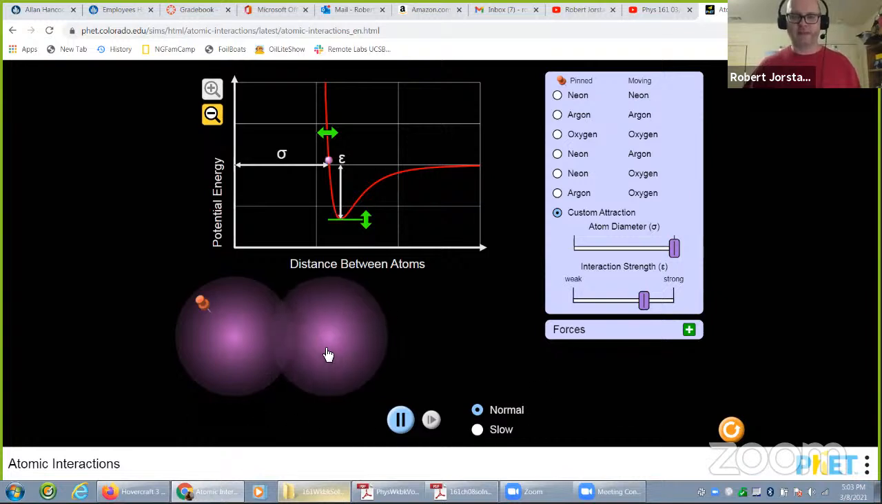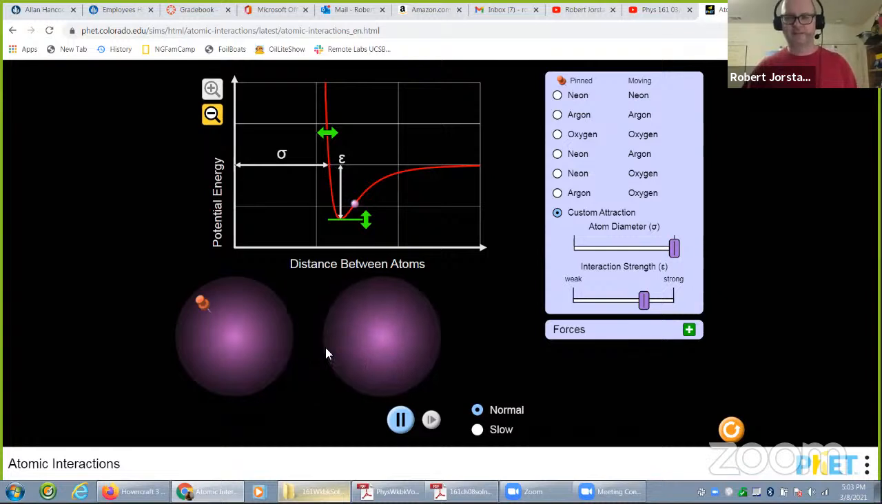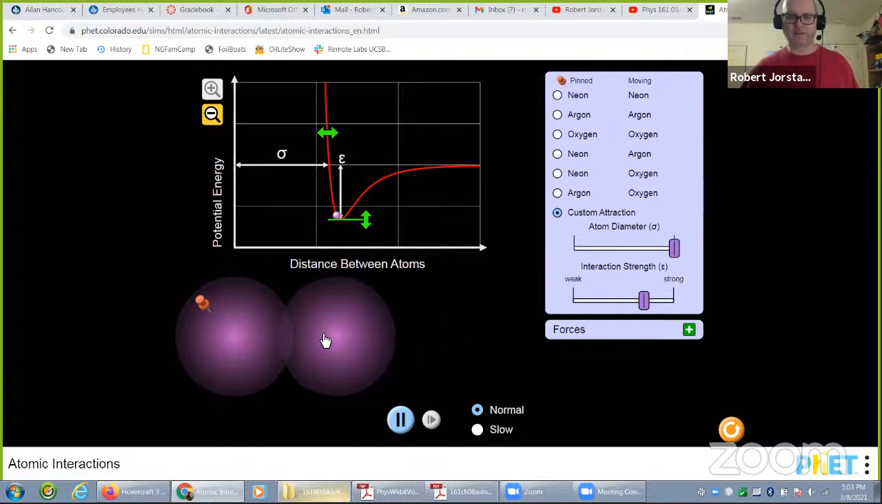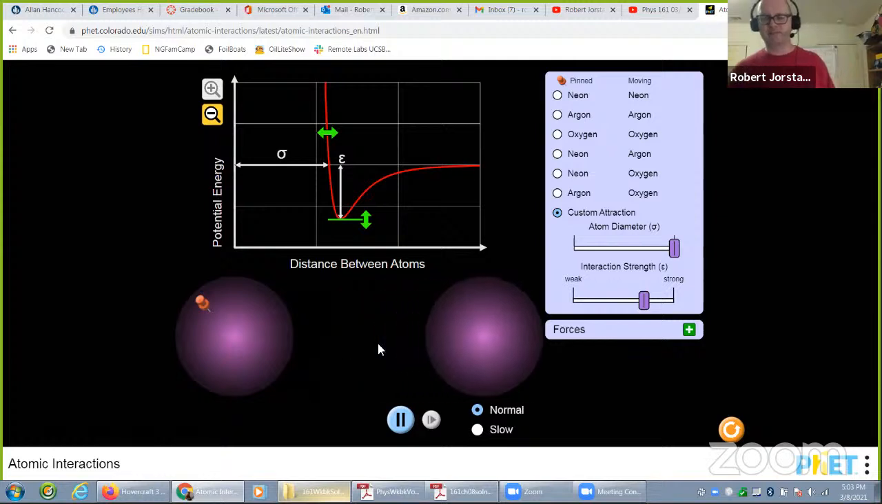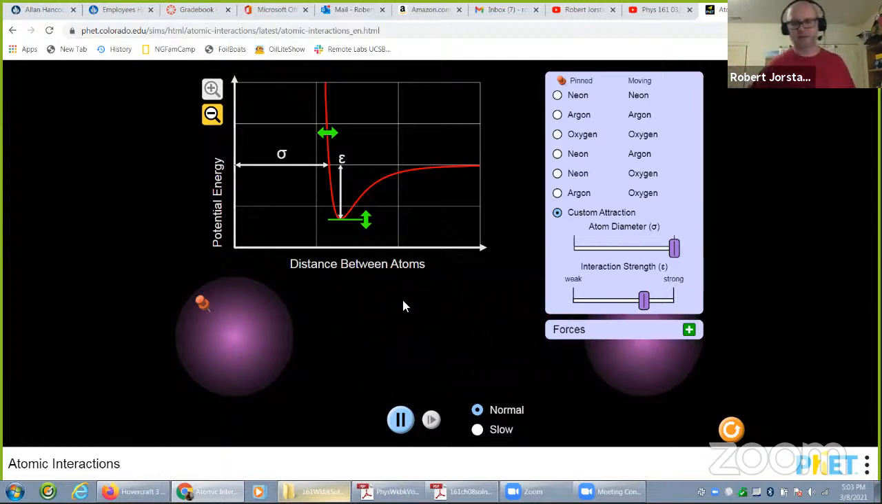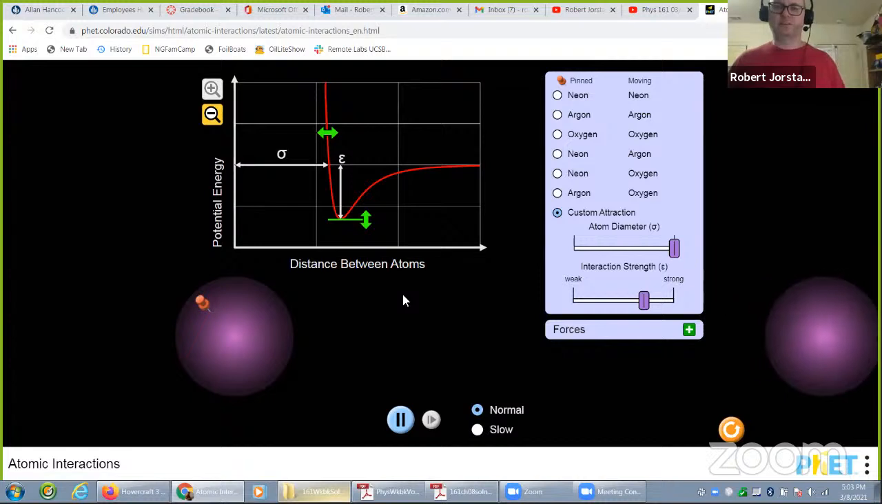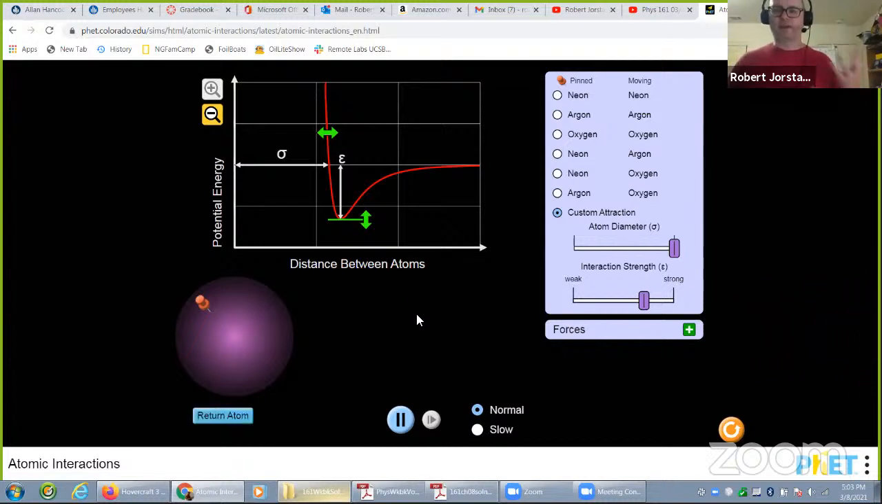right? So if I apply this much energy right here, just under epsilon, it's not enough to break it apart. Whereas if I apply more than epsilon, that's the energy required to break the bond. Just that much is enough, right? It'll never come back now. So you could see epsilon corresponds to the amount of energy required to break the bonds.